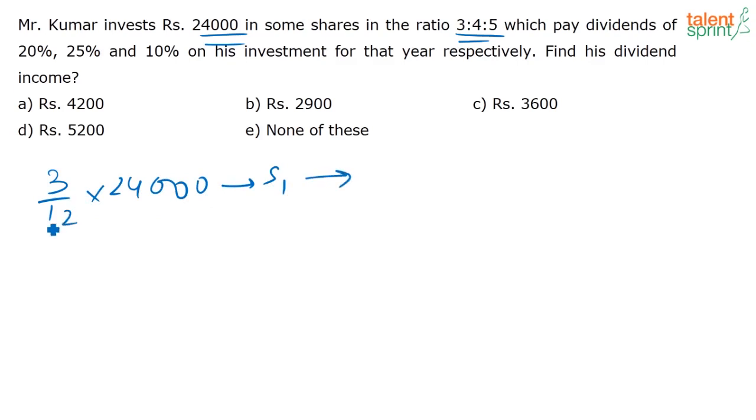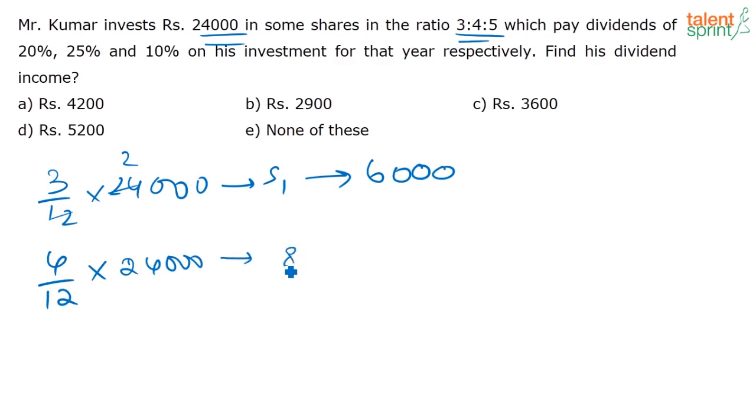So 3/12 of this 24,000 he is investing in the share 1, and what is that equal to? 3 by 12, you just cancel this 2, correct, 6,000. So he is investing 6,000 in share 1. Then the next one, 4/12, out of the total 12, 4/12 he is investing in the second share. So 4/12 into 24,000 is nothing but 1/3 into 24,000, that is equal to 8,000, correct. So 8,000 rupees he is investing on the next share.